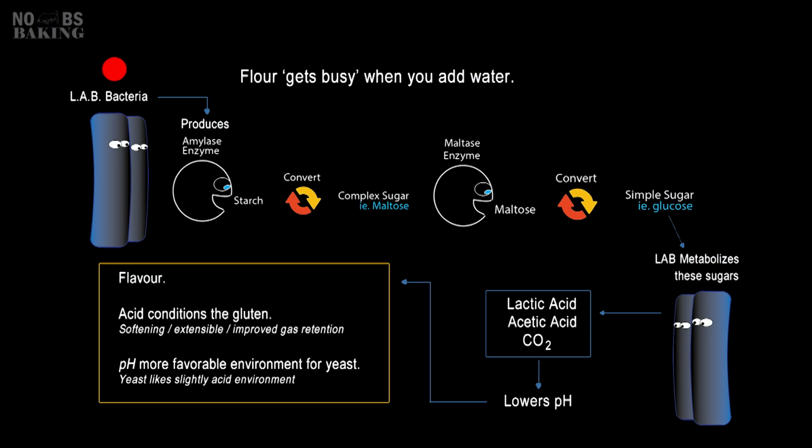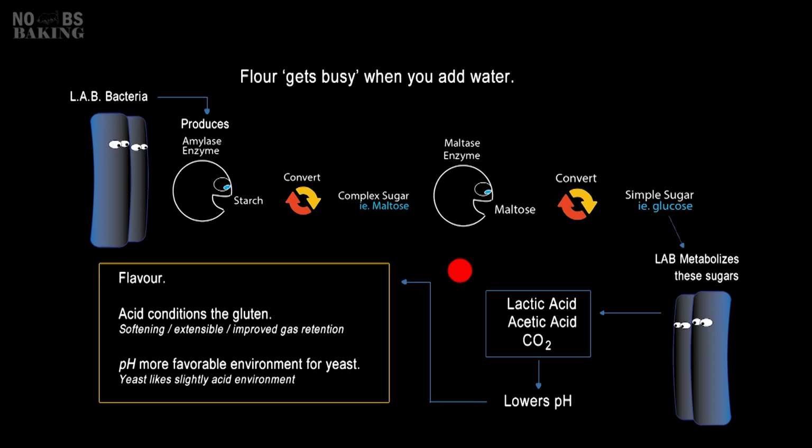Lactobacillus bacteria is naturally present in flour and produces amylase enzymes, just like most all living organisms. Amylase breaks down carbohydrates like starch into the disaccharide maltose. From here, another naturally occurring enzyme, maltase, then converts maltose into the simple sugar, glucose. Glucose is easily metabolized by bacteria, whereby they produce lactic and acetic acid, and some CO2 as a byproduct.